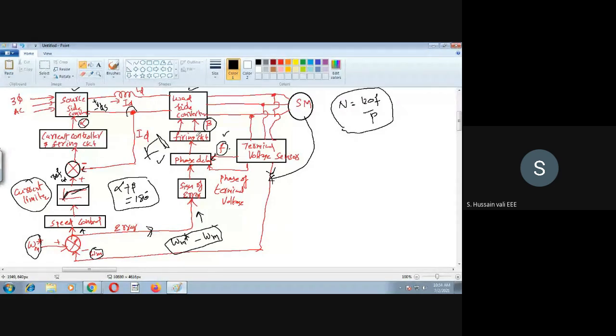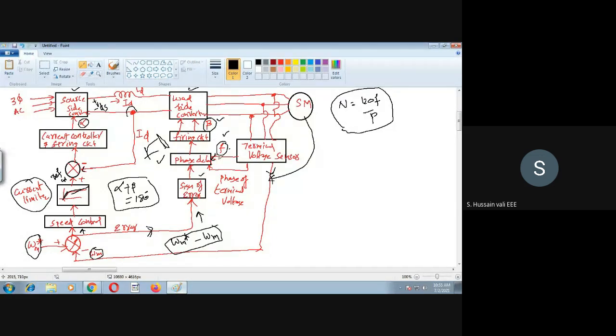So the beta value depends upon what? The beta value depends upon the sign of the error. Why the sign of the error? So that the controller will understand whether the actual speed is more than the reference speed or not. If it is more than the reference speed, what should be the firing angle? If it is less than the reference speed, what should it be? This will be decided here.